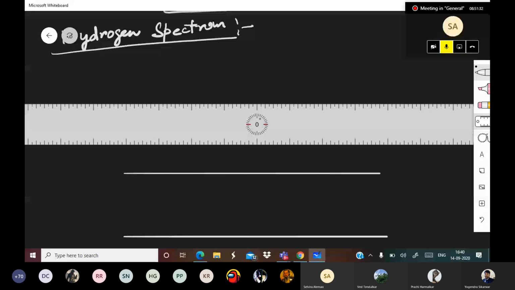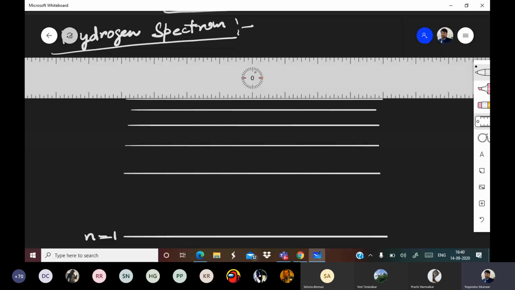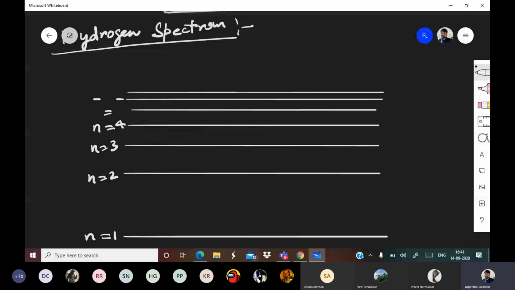Please draw such lines in your notebook. n is equal to 1, n is equal to 2, n is equal to 3, n is equal to 4, n is equal to 5, n is equal to 6, n is equal to 7.